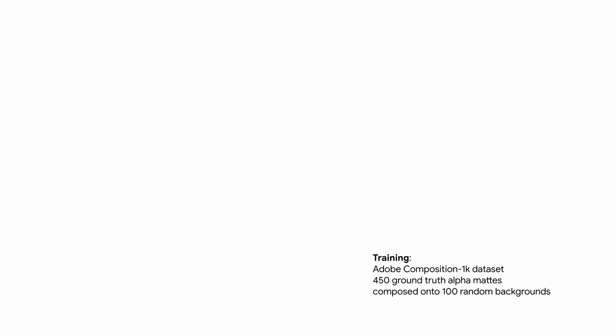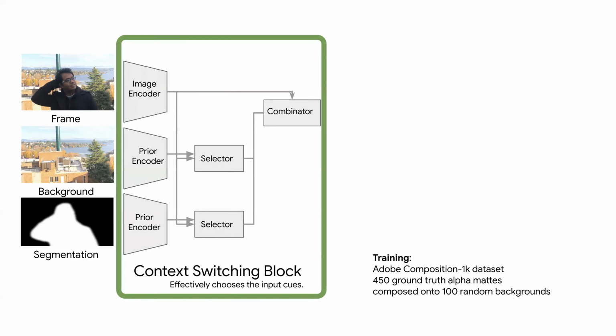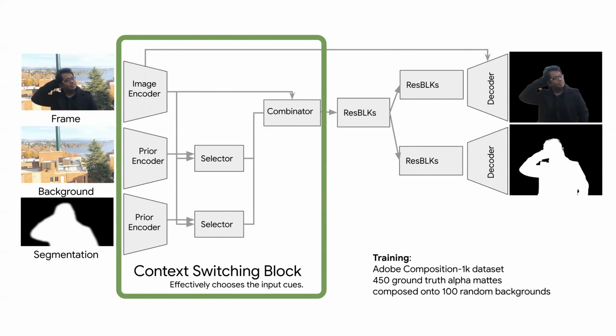So this is our first step, where the input to the network is the video frame that we want to estimate alpha for. We have the background, and we also estimate an automatic segmentation, which we dilate and do some morphological operations on to make it more ambiguous on the boundary. Each of those three components is encoded, and then goes into a selector, and then everything is combined together. We call it the context switching block that effectively chooses the input cues. Then all of these go from the combinator to res blocks, and then are decoded to a foreground and an alpha map that we can use as our initial approximation of the desired alpha map.